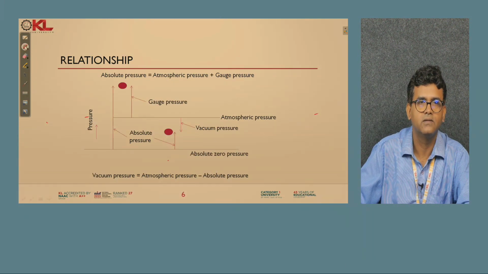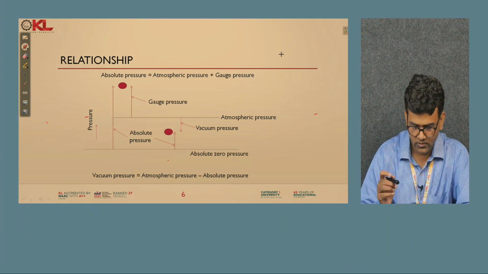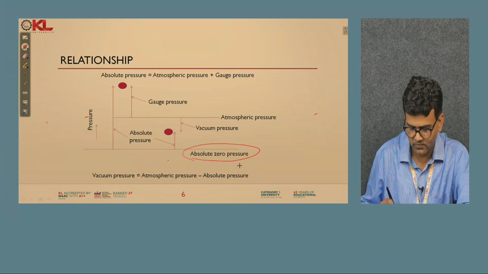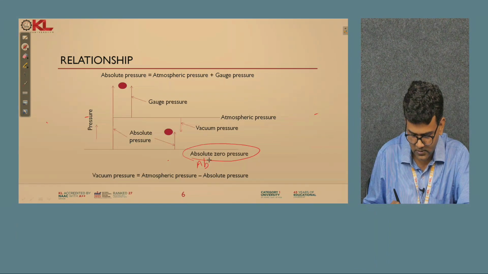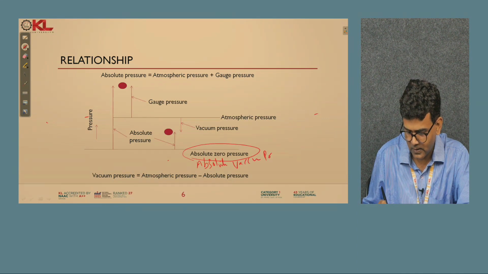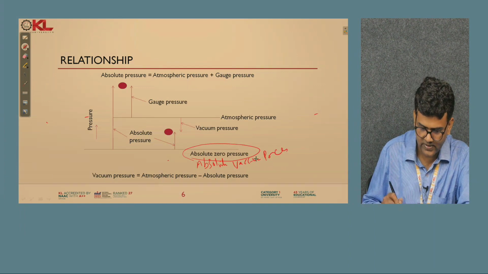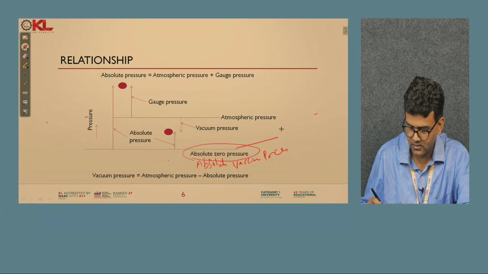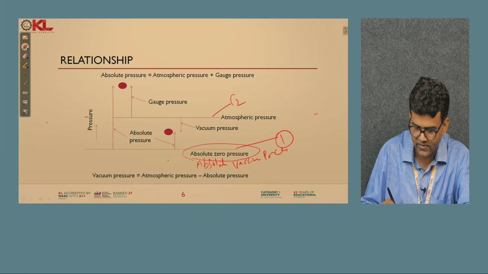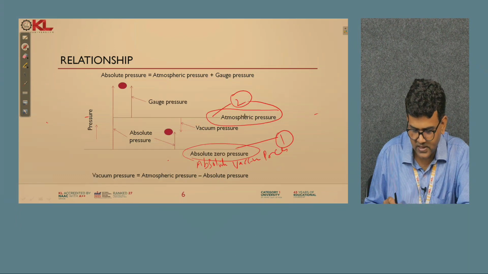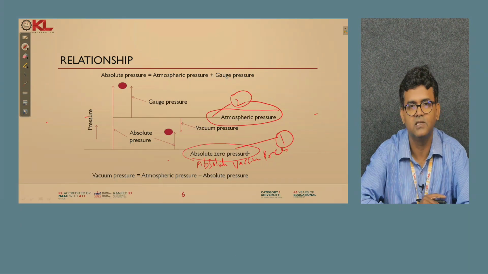See here, you can see this is the one reference line. Absolute vacuum pressure, that is called the absolute zero pressure. This is also called the absolute vacuum pressure, or absolute zero pressure. This is the one reference line, and this is the second reference line, that is the atmospheric pressure. This is the atmospheric pressure line. This is the line of the absolute zero pressure.